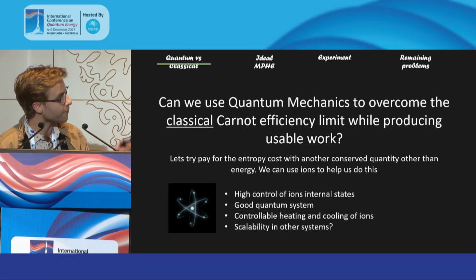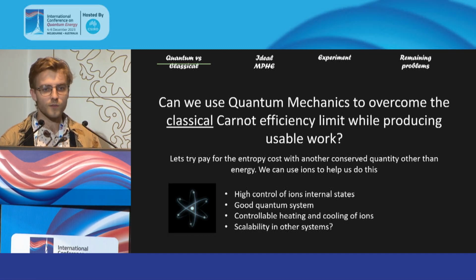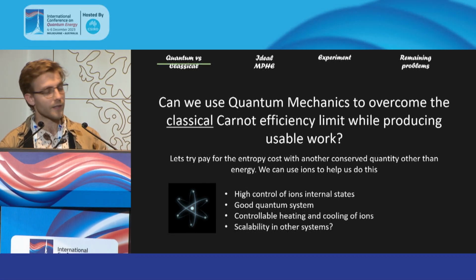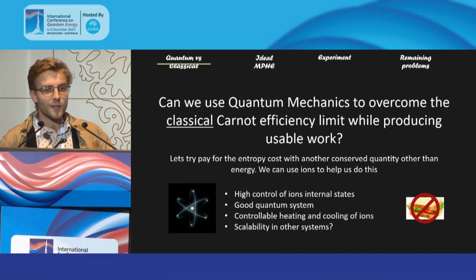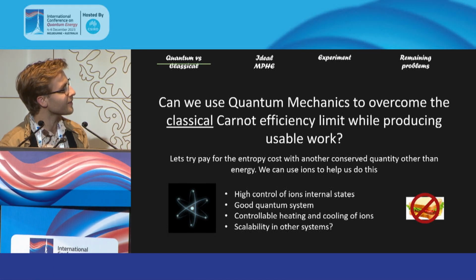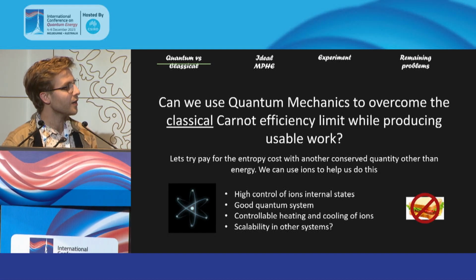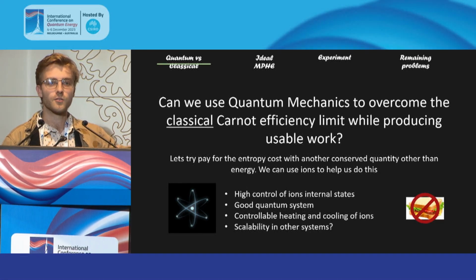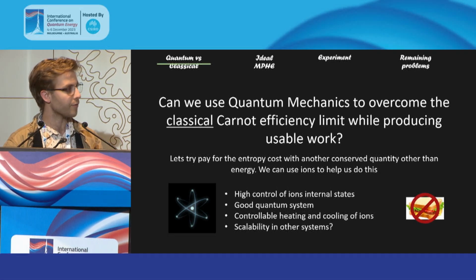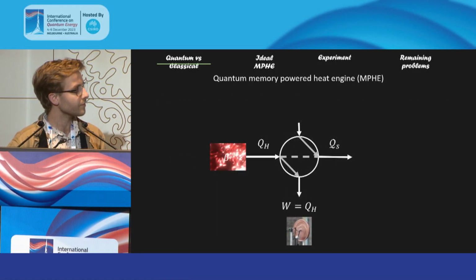So ions are good because we have high control of the ion's internal states. They're good quantum systems generally, and we have control of heating, cooling, and they're potentially scalable. This might make people feel itchy, the whole idea of paying with other conserved quantities other than energy. There is no free lunch still. We're not extracting more energy than exists. There's still a cost of increasing entropy in the system. So I'll point it out as we go through.